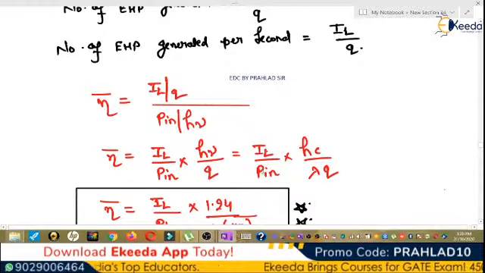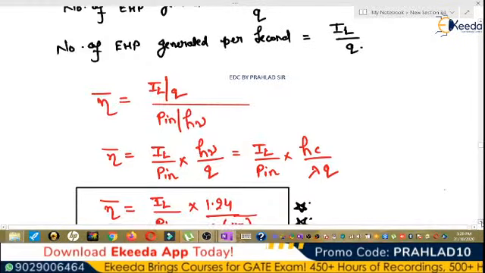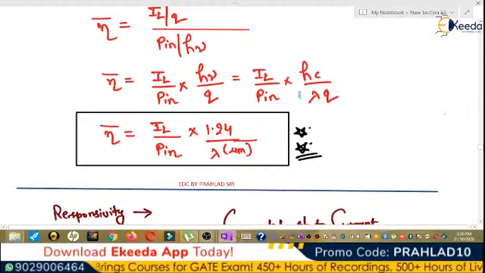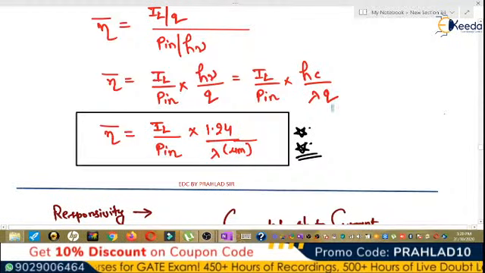So here nu is c by lambda. So IL by Pin into hc by lambda into q. So here hc by q, this is 1.24. So IL by Pin into 1.24 by lambda in micrometer. So this is eta bar.